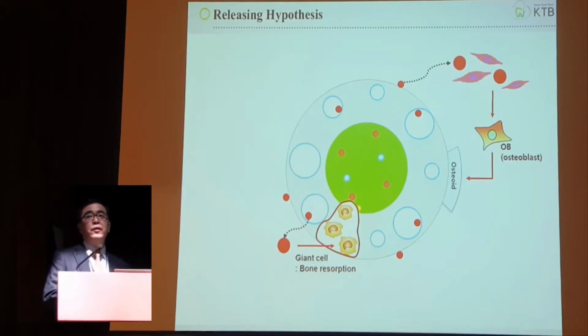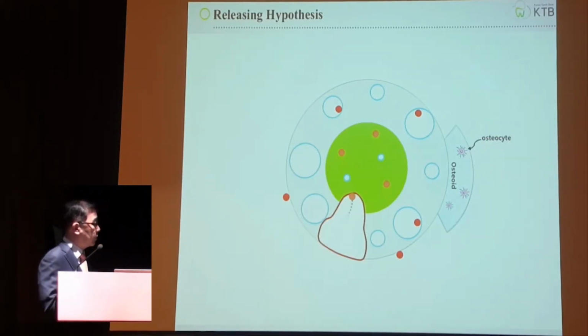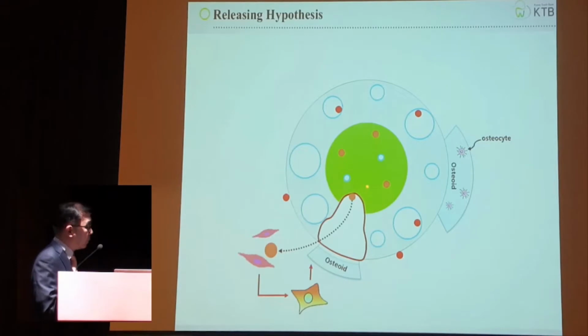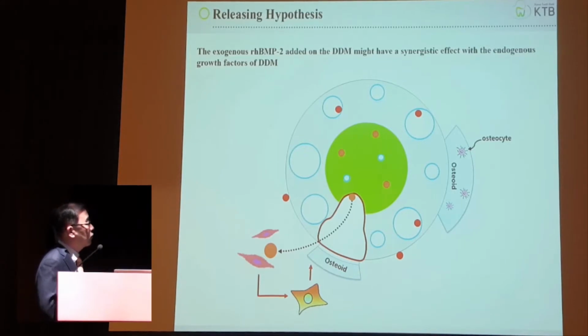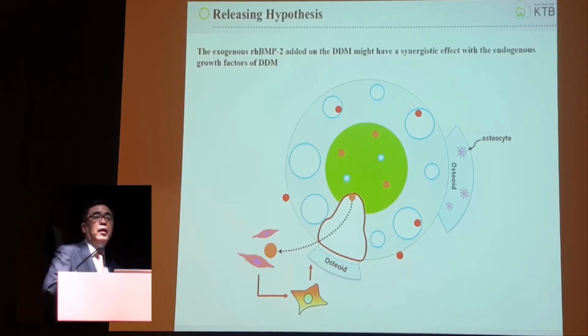activates osteoclastic resorption of the dentin matrix. By this resorption, the endogenous growth factors in the DDM could be released, and this in turn initiates the coupling with osteoblastic bone formation. So as a result, we can say the exogenous BMP has a synergistic effect with endogenous growth factors of DDM based on some observation.